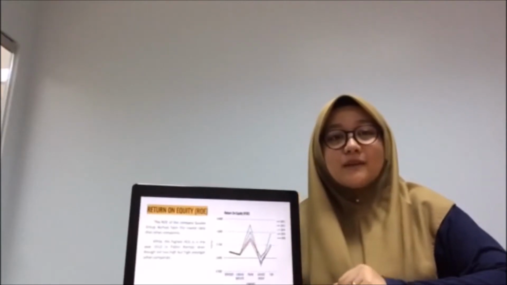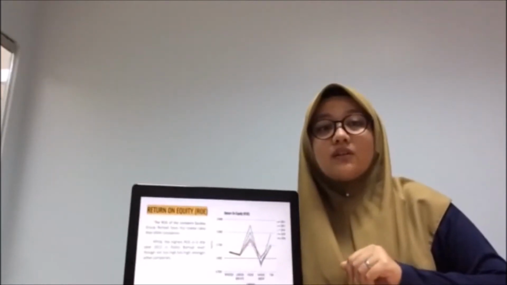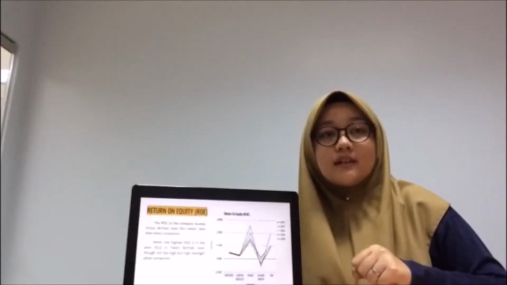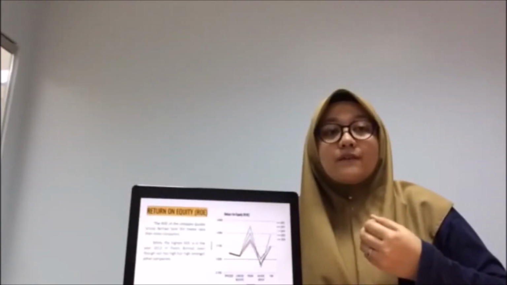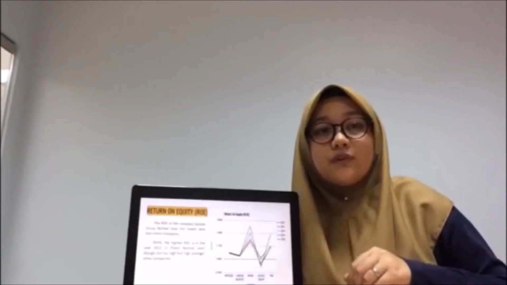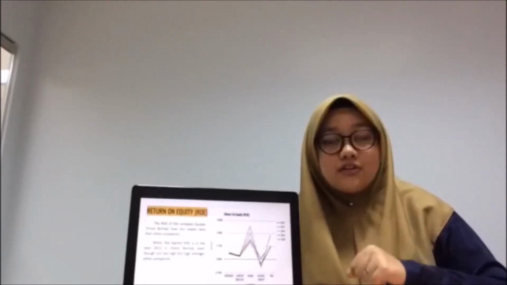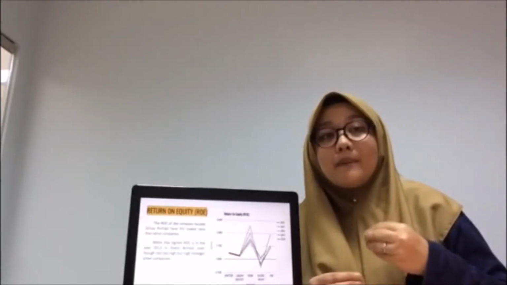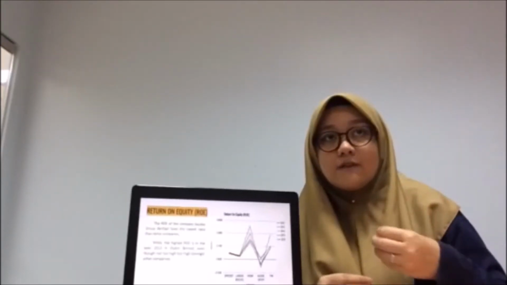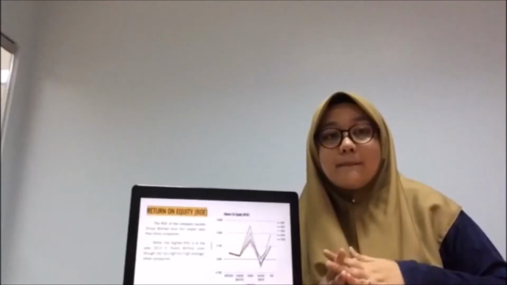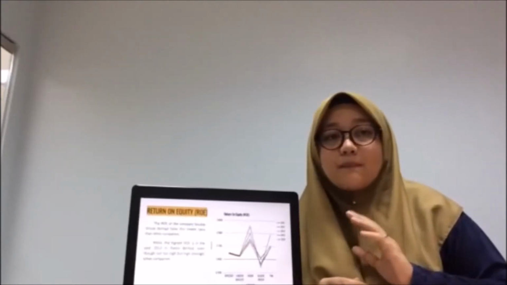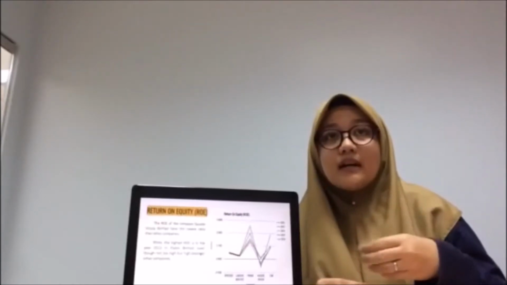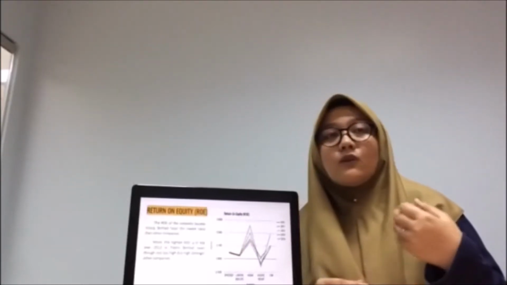Okay, now I will present about the company's performance on return on equity. Return on equity is a profitability ratio from the investor's point of view. This ratio calculates how much money is made based on the investors' investment in the companies, not the company's investment in assets or something else. The higher ratios are almost always better than the lower ratios.